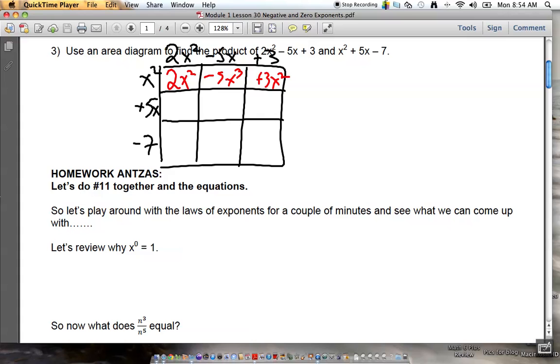Now, it may be stupid mistake city, but I think it's very doable. 5x times 2x is, be careful to put the signs down. Very important. Minus 25. Oh, this is cubed, I'm sorry. Squared. And then plus 15x. This is going to be minus 14x squared plus 35x minus 21.